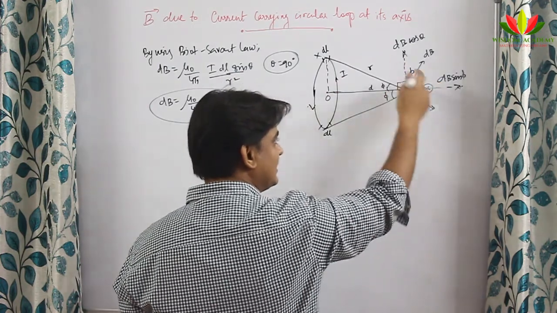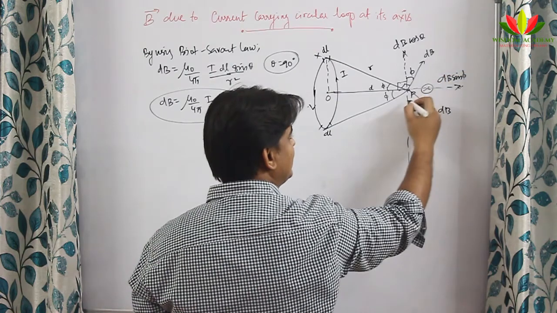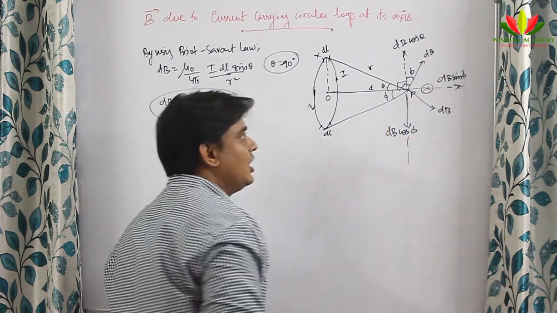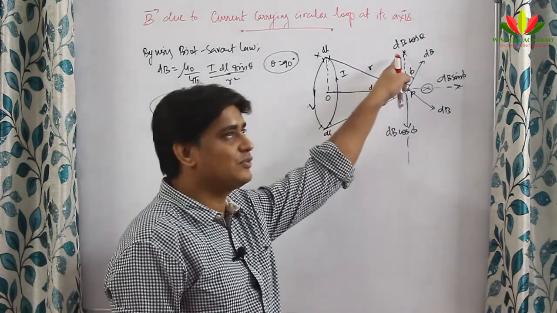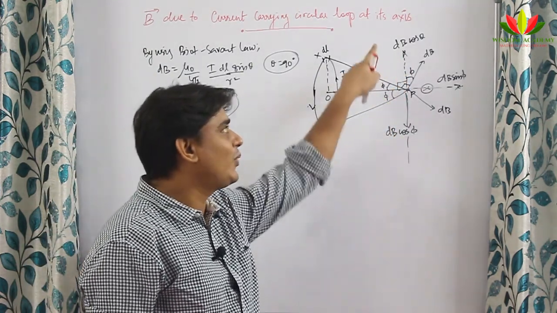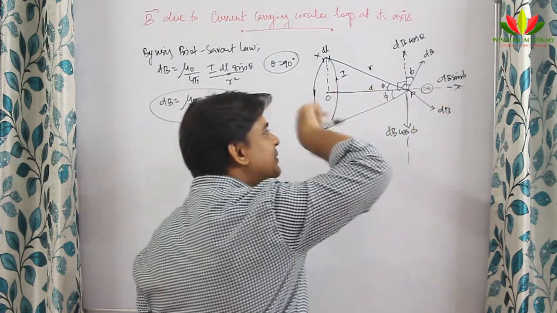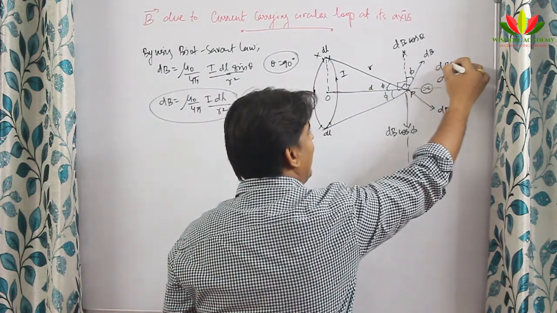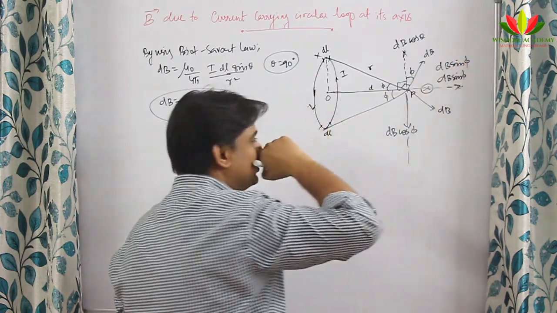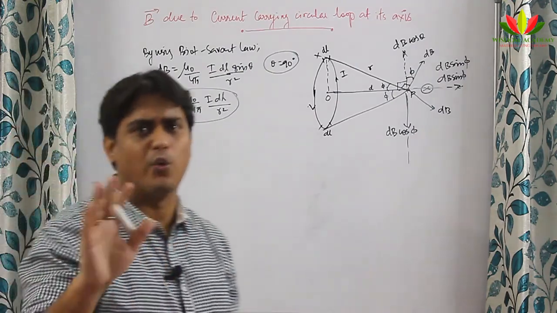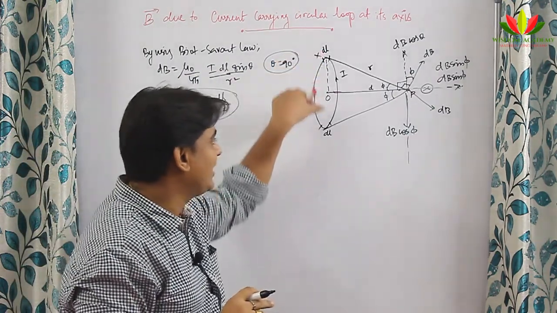This will be again inwards, and this will be dB sin phi, and here I will get dB cos phi. Now, dB cos phi and dB cos phi are equal and opposite in nature, which will cancel each other, and dB sin phi and dB sin phi will add up. Now, someone can say, so that means the net B will be equal to 2 dB sin phi? No, because I have taken 2 current elements dl.